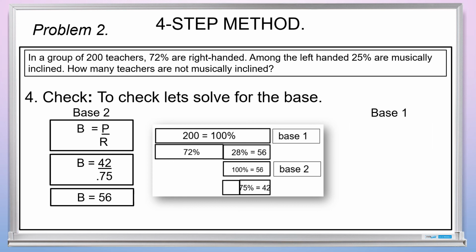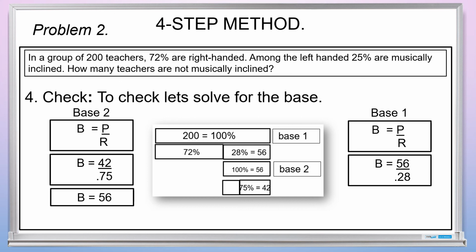So B equals 56, which is also equal to base 2. Now I can move to solving for base 1 by using the formula B equals P divided by R. Changing them to mathematical symbols, 56 is the percentage, and 28 hundredths is the rate when changed to decimal number. Dividing the two numbers, I get 200 as my base. Bear in mind to always check your answer. It will make you confident that you answered the problems correctly.